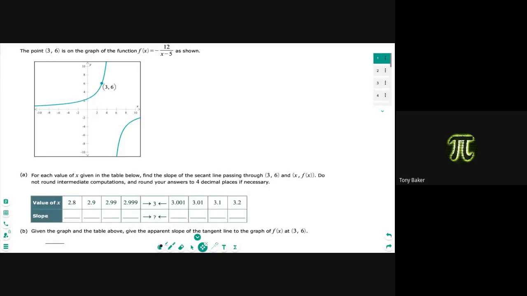So if you've done it in ALEKS already, you've basically seen the same style questioning and whatnot that we're going to do here. All right, so take a minute, try the problem.